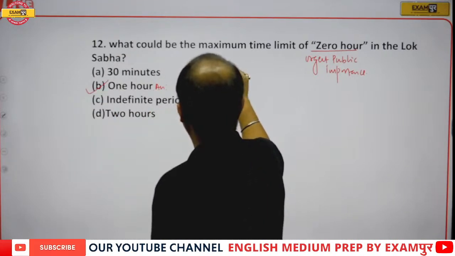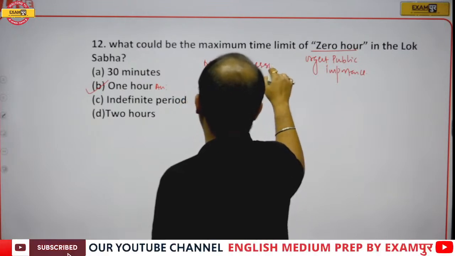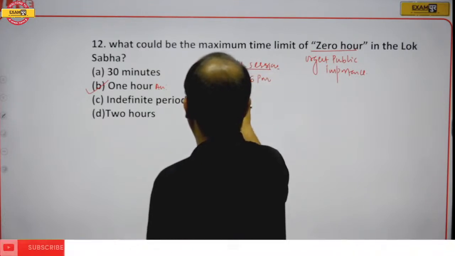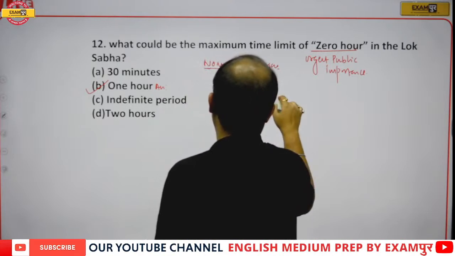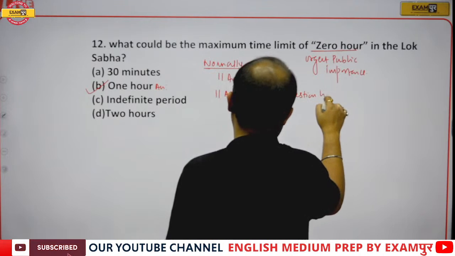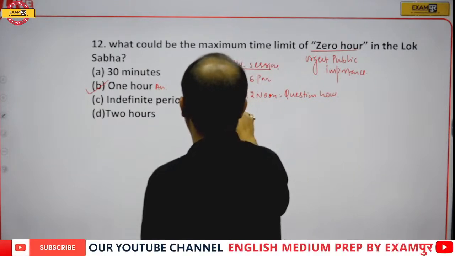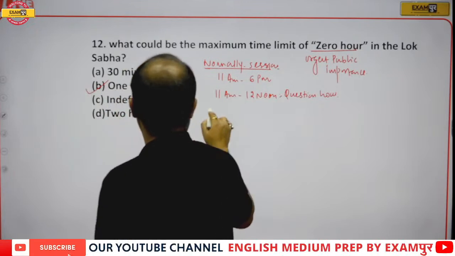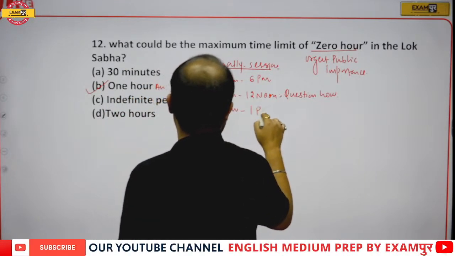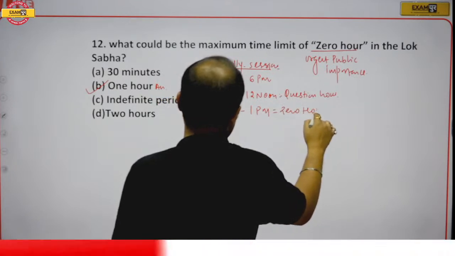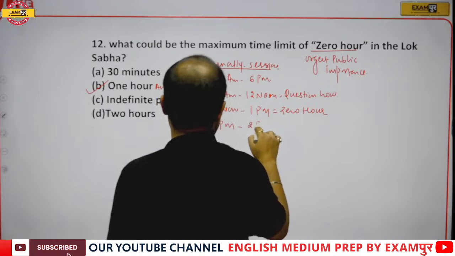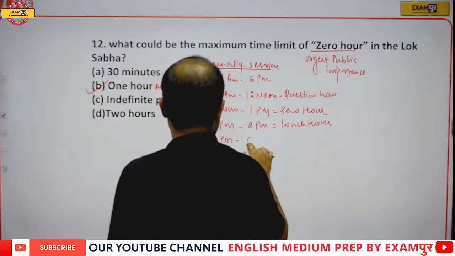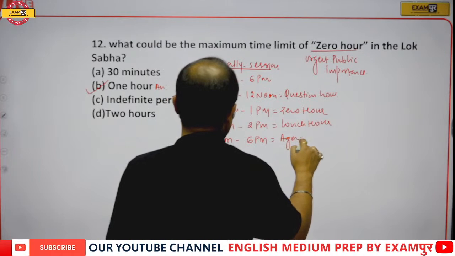Normally, the session of parliament starts from 11 a.m. to 6 p.m. 11 a.m. to 12 noon, that is question hour. 12 noon to 1 p.m., that is 0 hour. 1 p.m. to 2 p.m., lunch hour, and from 2 p.m. to 6 p.m. we have agenda hour.